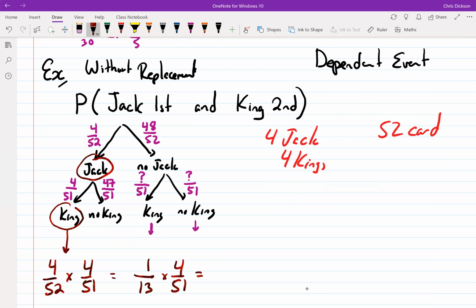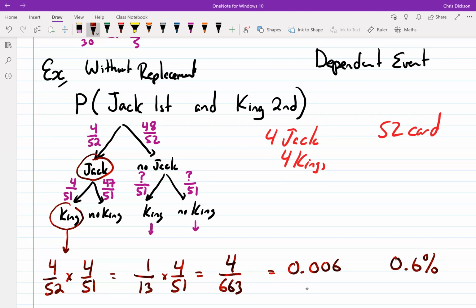So if I multiply that, that's going to be 4 out of 13 times 51, which means 4 out of 663, which is a very small number, roughly 0.006. And if I multiply that by 100, I get a 0.6% chance of that occurring. Lots of cards, obviously, in a deck of cards. Okay, so that's where we're going to end the video.